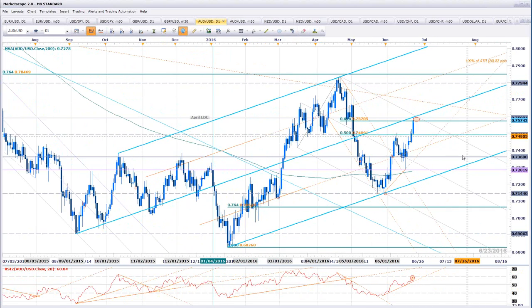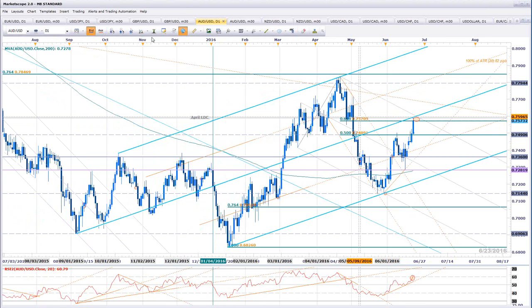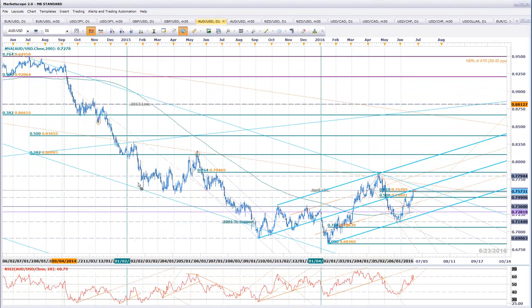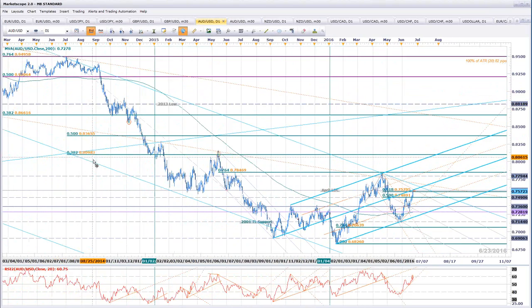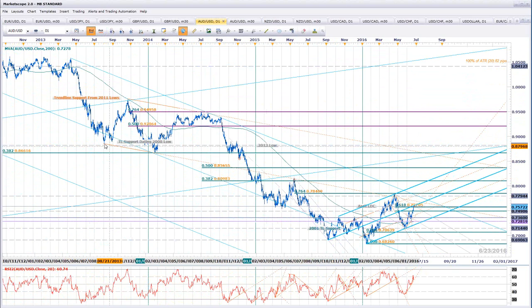If you're holding long exposure still on that break, this is an area definitely where I'd be looking to reduce position size, bring your stops to break even or better. On a topside break, there's really not much on tap until this long-dated basic trendline resistance that dates all the way back to the low we made in 2013, specifically August.